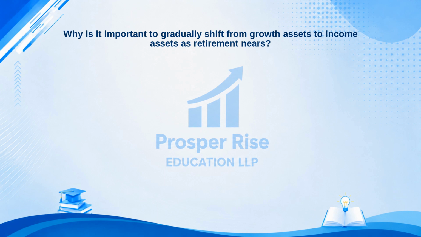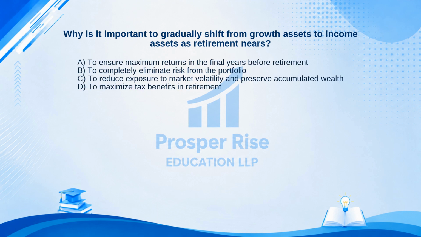Let's tackle this exam question. Why is it important to gradually shift from growth assets to income assets as retirement nears? Here are your options. A. To ensure maximum returns in the final years before retirement. B. To completely eliminate risk from the portfolio. C. To reduce exposure to market volatility and preserve accumulated wealth. Or D. To maximize tax benefits in retirement.